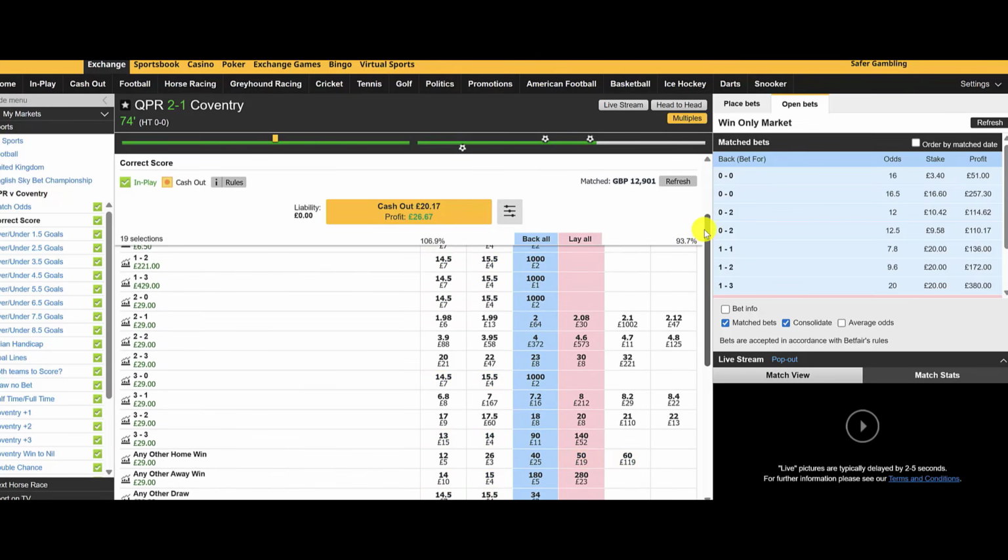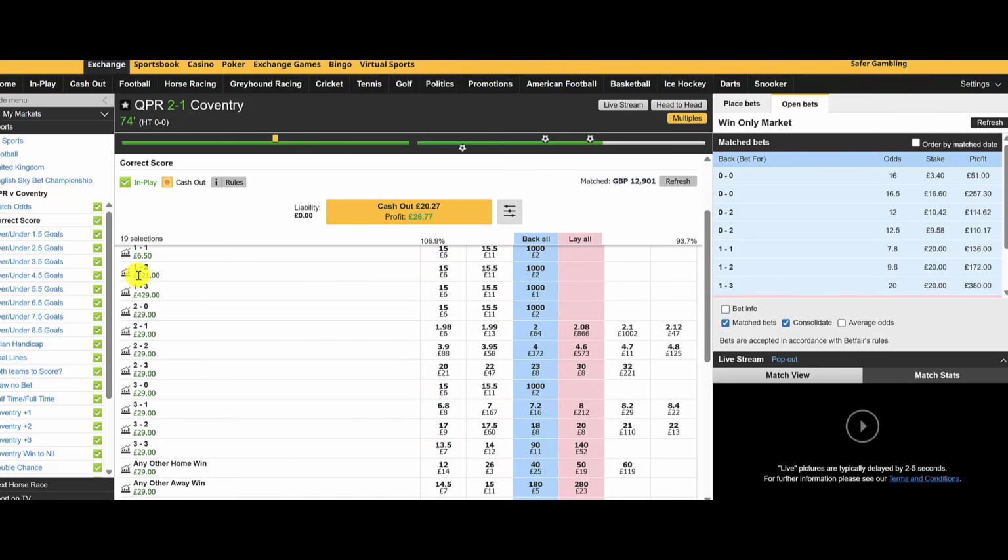So yes, when I did hear the goal notification, I was thinking, oh, that's it. We're on the 2-1 to Coventry. We've got 200 there. We've got 400 waiting us on the 3-1. But anyway, we've ended up with £29. So anyway, not quite the goal we wanted.